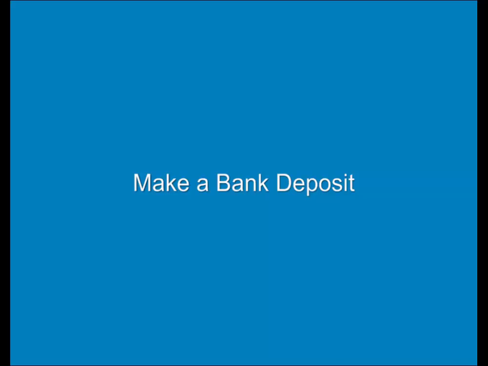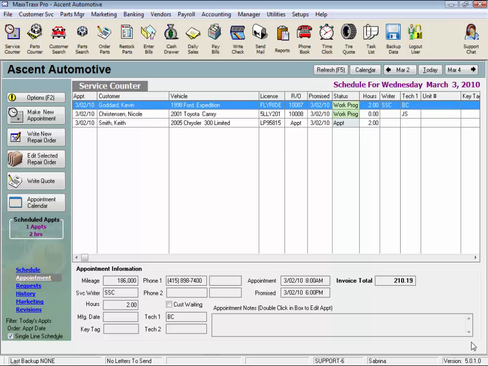Make a bank deposit. When you make a payment to an RO or post a payment in accounts receivable, you are posting that amount to the general ledger in real time to the undeposited funds account, whether it's cash, check, credit card, doesn't matter. So from here, you need to make a bank deposit in MaxxTraxx to get those funds into the right bank account.